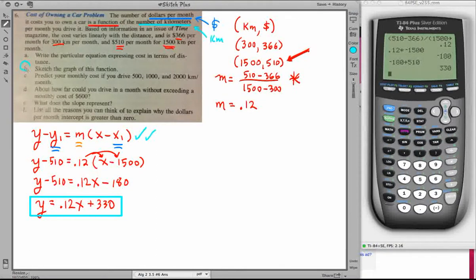Part B says sketch a graph of this function. So let's make a coordinate system. And I'm just going to make a little tiny coordinate system. Doesn't really matter how big you make it, just as long as you get the main ideas across. And in that coordinate system, we're going to need to place a y-intercept right there, 330, because this equation is of the form y equals mx plus b, and the y-intercept is 330.